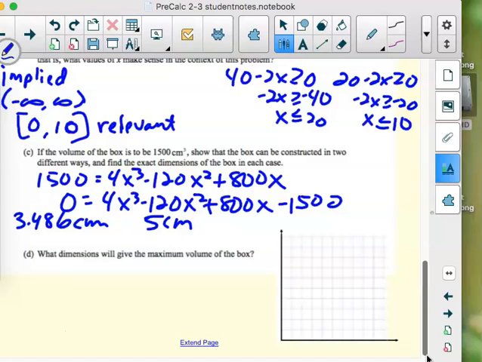So 3.486 would give us 13.028 and 33.028 centimeters. And the 5 is a little bit easier when you put it back in there. That gives you 5 by 10 by 30.